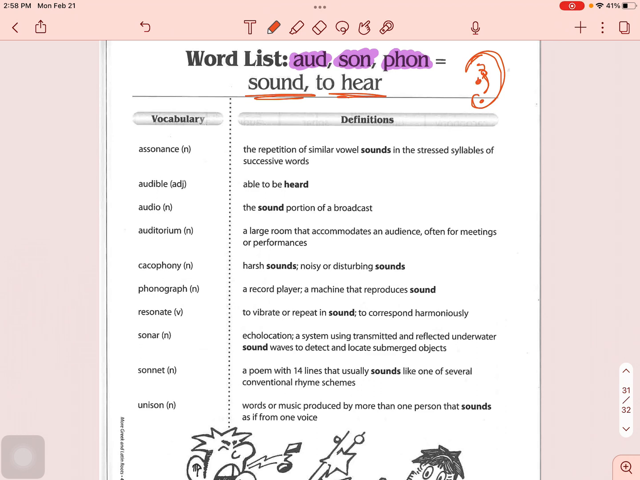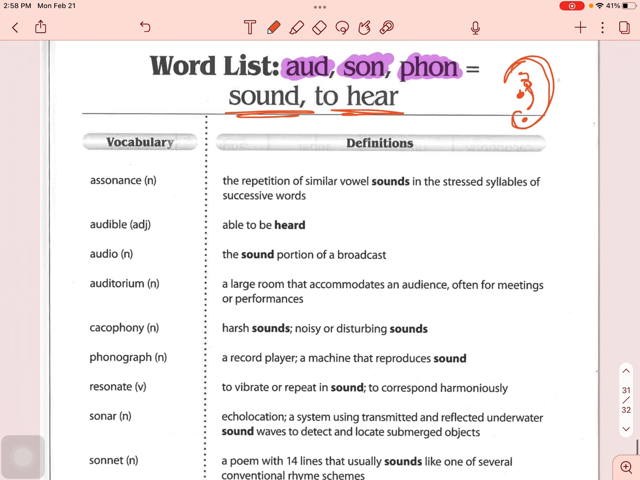Anywho, let's keep going. All right, so this first word sounds kind of funny. It's assonance. So get your chuckles out while you're listening to this video, guys, because we're not going to chuckle about that probably in class as much as we'd probably like to.